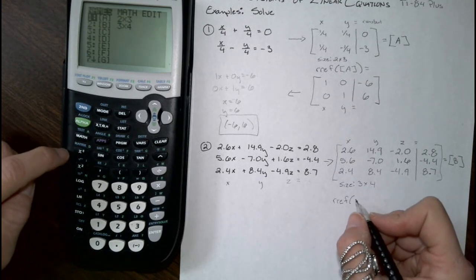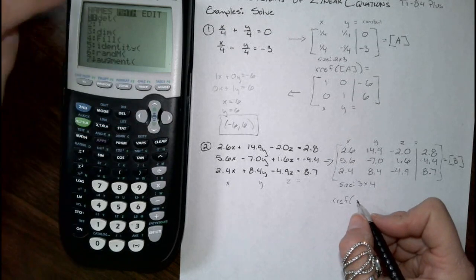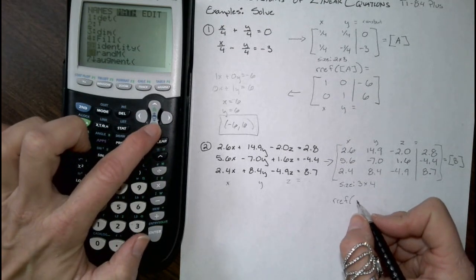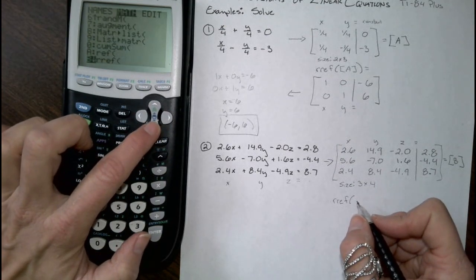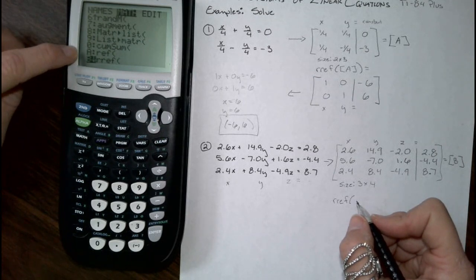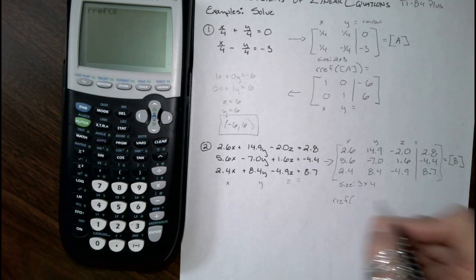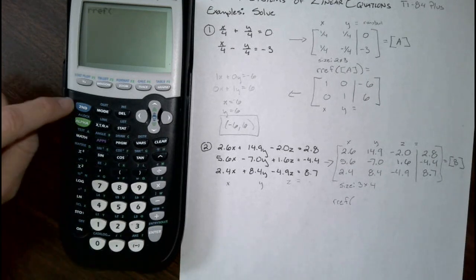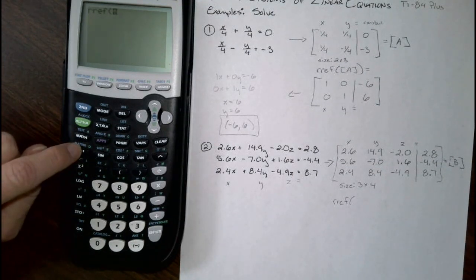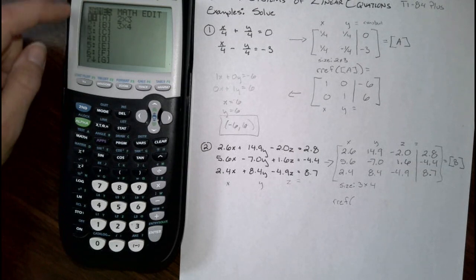Now I'm going to do math on this matrix. So I'll go over to math and down to RREF. Again, make sure you go all the way down to RREF, not the one above it. And I will select that. And now I'll go get my matrix. So that's second matrix. Now I just need to select it.